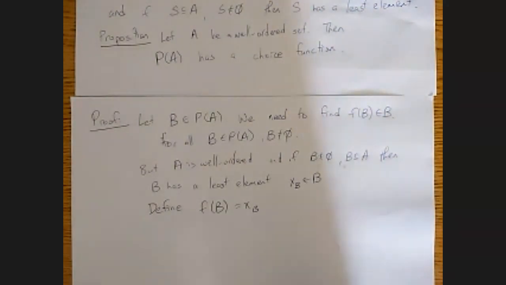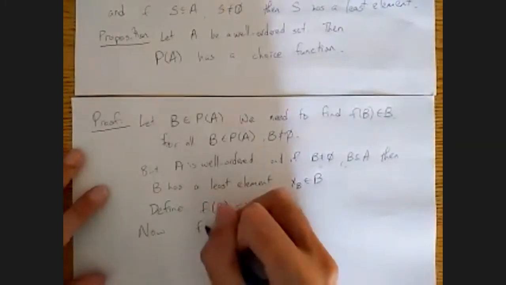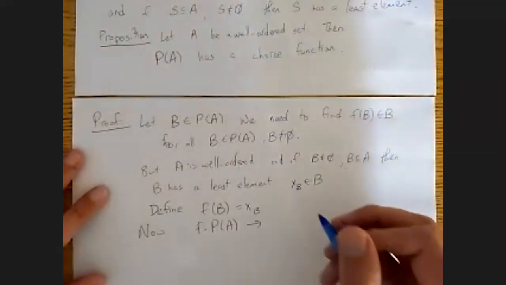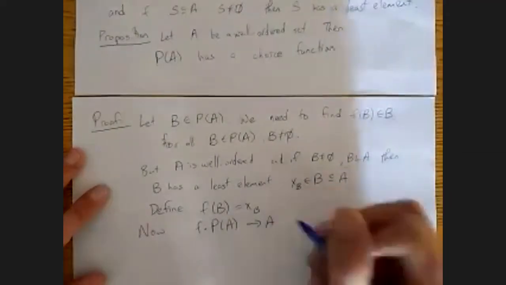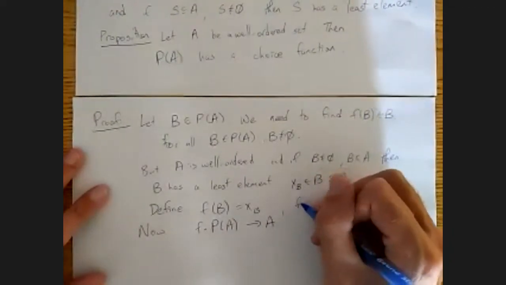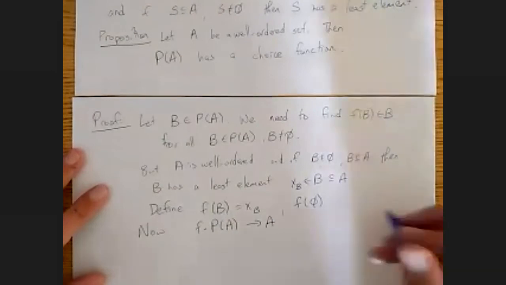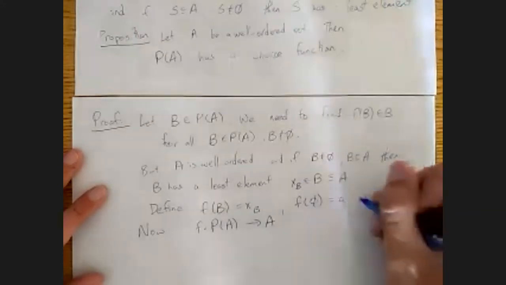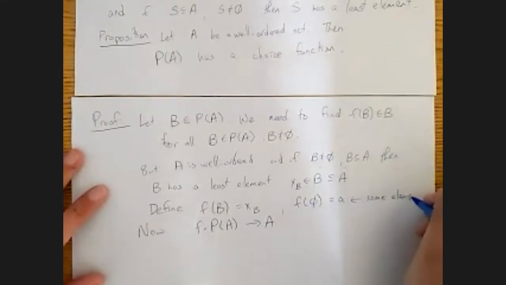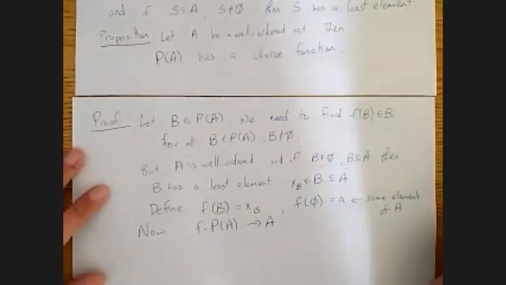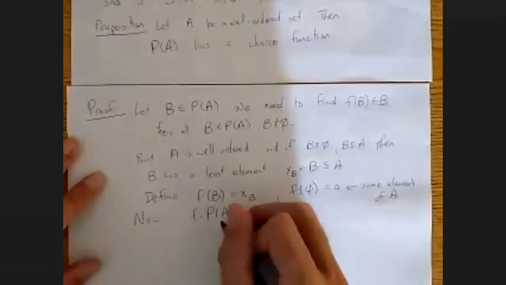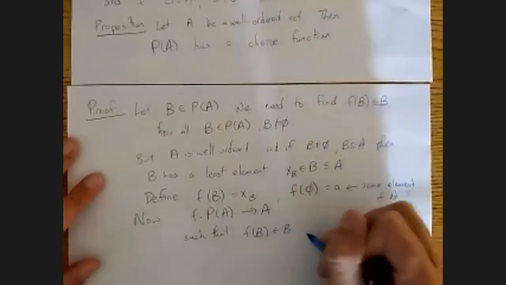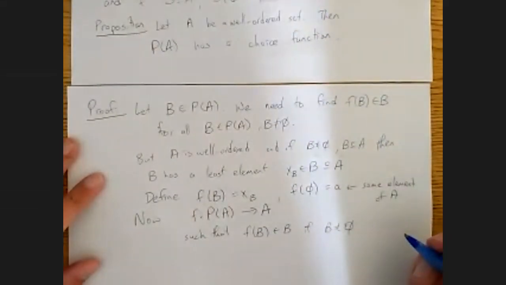Okay. So now we have a function. F defines a function from the power set of A, where all the elements B are subsets of A, to A. And we can just define f of the empty set to be whatever. This can be anything, some element of A or not, it doesn't matter. So now we have a function from the power set of A to A such that f of B is an element of B if B is not empty. In other words, we have a choice function.